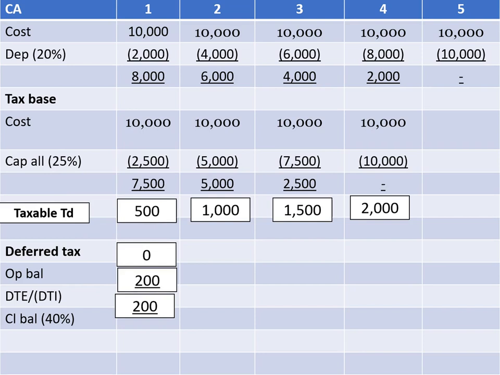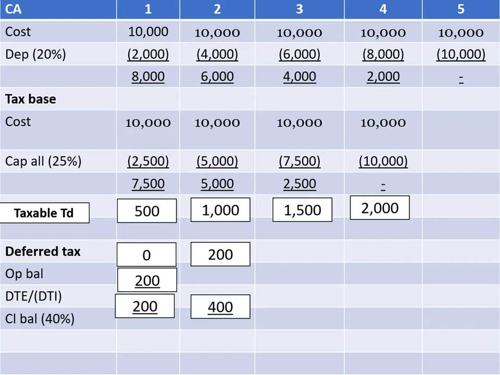We've said that you multiply the tax rate times the taxable temporary difference. Our tax rate is 40%, and therefore we take that 40%, we multiply it by a taxable temporary difference of 500. That gives us a deferred tax balance of 200. In year 2, we apply the same thing. We have an opening balance of 200.